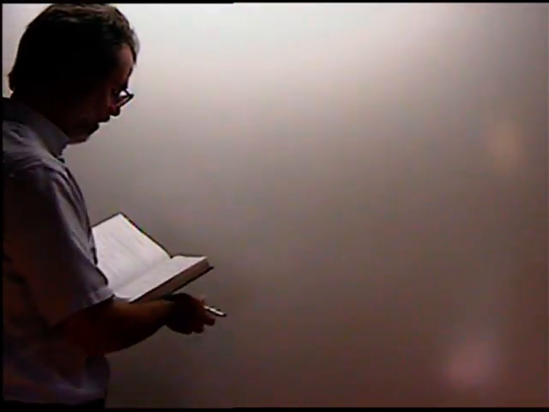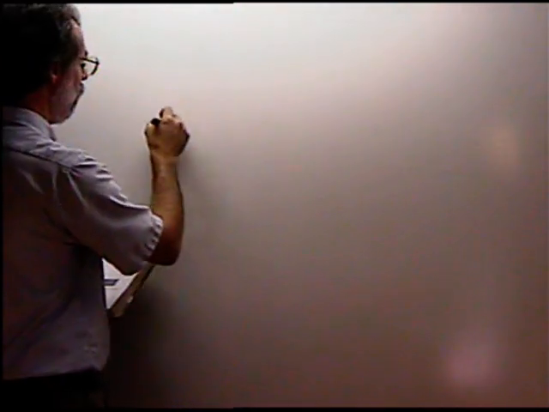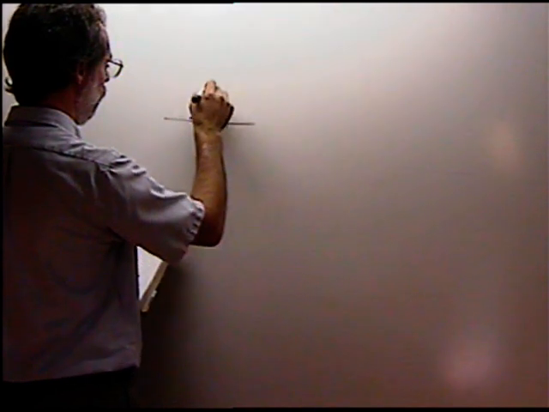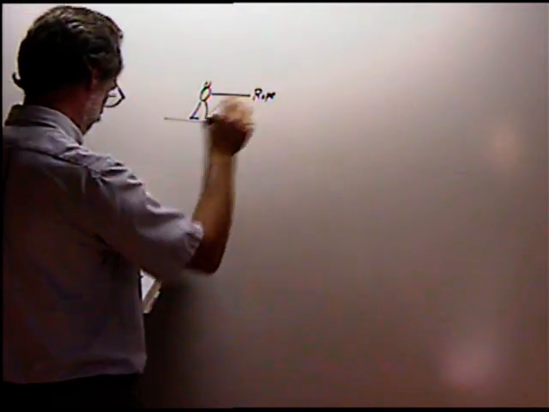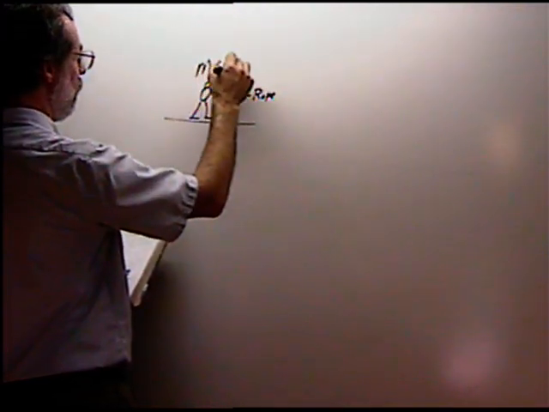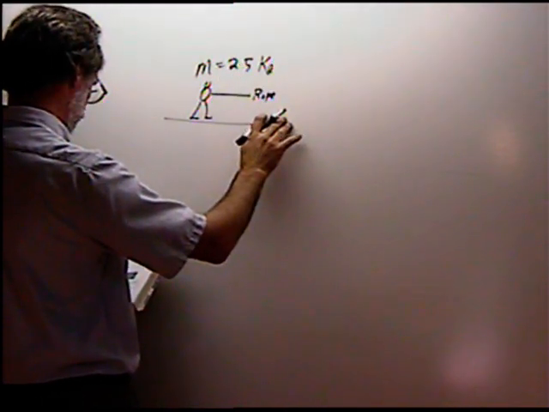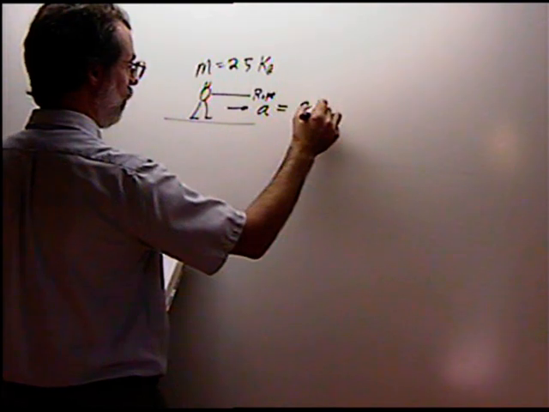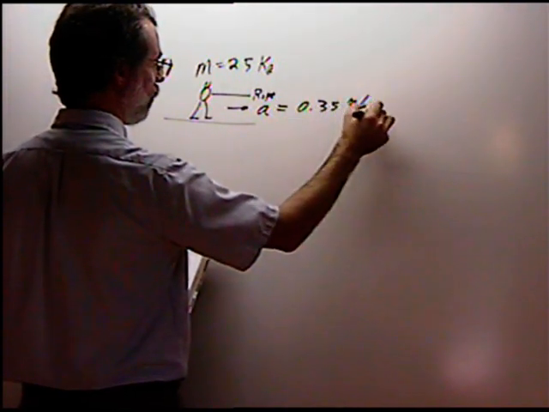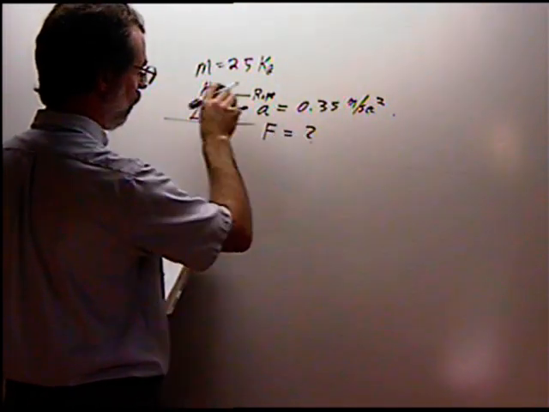A father is teaching his young daughter to ice skate by pulling her across the ice on a short rope. So here's the daughter on skates, and he pulls her on a rope. The mass of the daughter is 25 kilograms, and she starts to accelerate at 0.35 meters per second squared. The question is, what is the force that the father is pulling her with the rope?